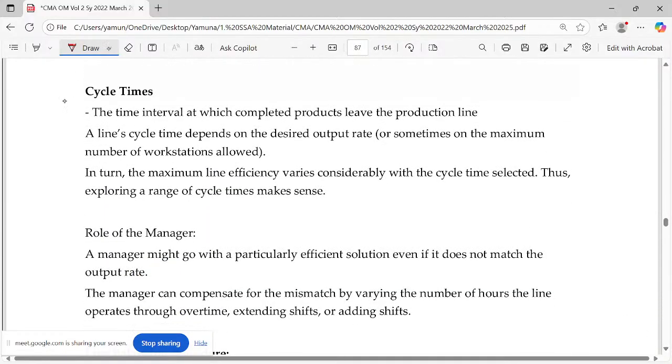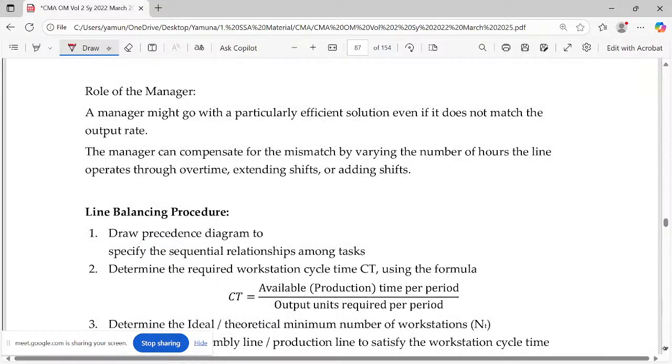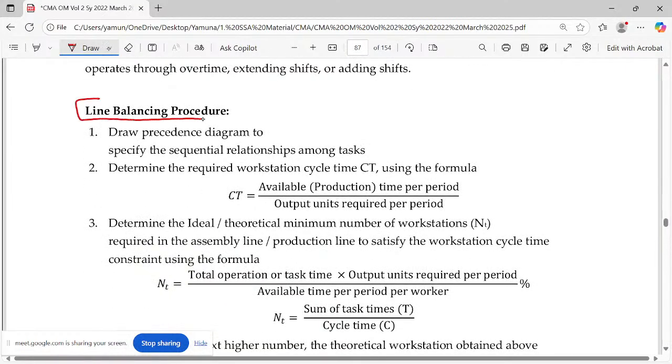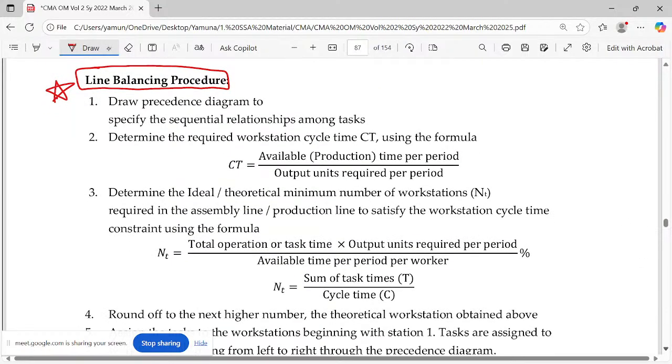So cycle time, we have defined as the time interval between completed products leaving the production line. I'm not going line by line. Role of the manager, yes, I want to go for this one. Line balancing procedure, you might be expecting it as a theory question. The first step is the sequence of the job to be done, which is the actual question first. They will give a question with A, B, C, D. For example, you go for a question.